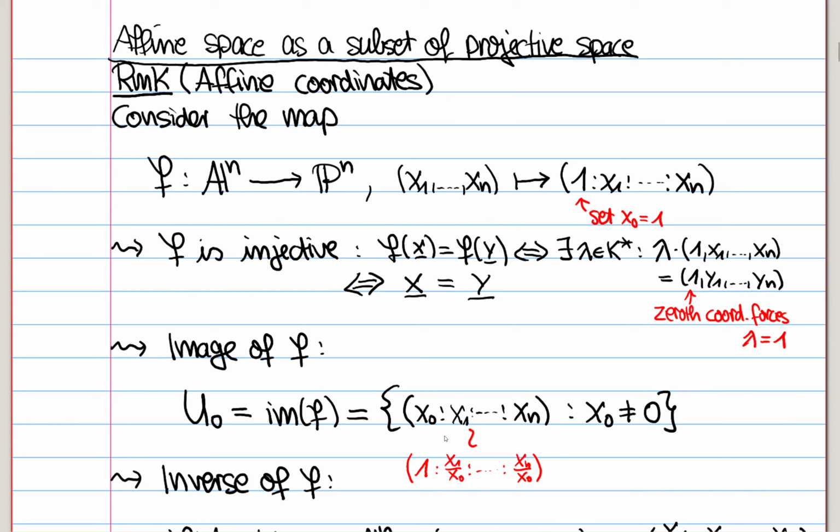And to see that this is the image of f, as we saw in the example, you can divide by this non-zero number, and then this scales the first coordinate to be 1, and the others go to some numbers, like this. And then clearly this is in the image of this map here. Okay. So A^n sits as this subset here inside projective space P^n.